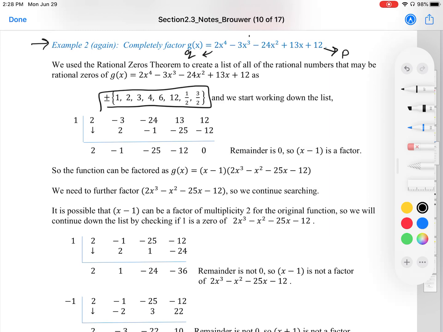All right, now I have to test them using synthetic division. I only want to use synthetic division until either I'm done factoring or I have, for example, something that can be factored. So we try 1. 1 works, so x minus 1 is an answer. So from here, I get x minus 1, and from here, I get 2x cubed minus 1x squared minus 25x minus 12. So we now have a new factored form, which is here.